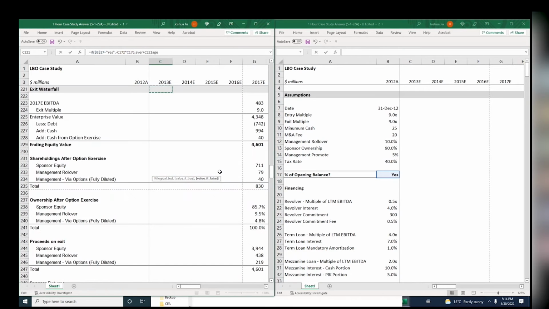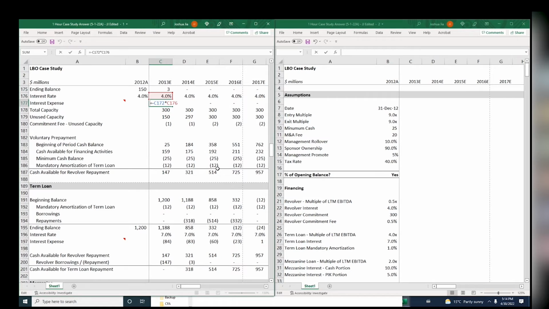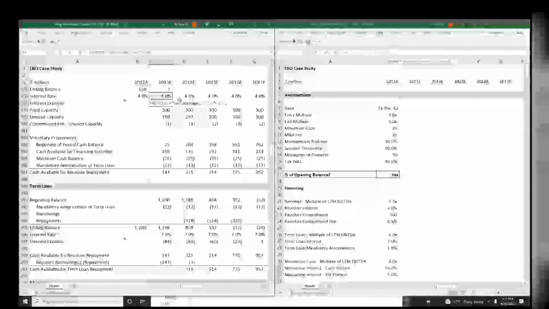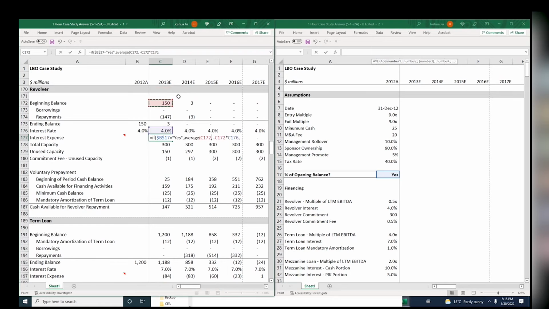Maybe I'll try typing it here. If for some reason I can't figure this out, I'll just skip it. This is probably not the most exciting thing in the world. Let's just type it here. What I'm really trying to do is take the average of the beginning balance and the ending balance and multiply by the interest rate. That's all. Not too crazy. Let's hope that works.